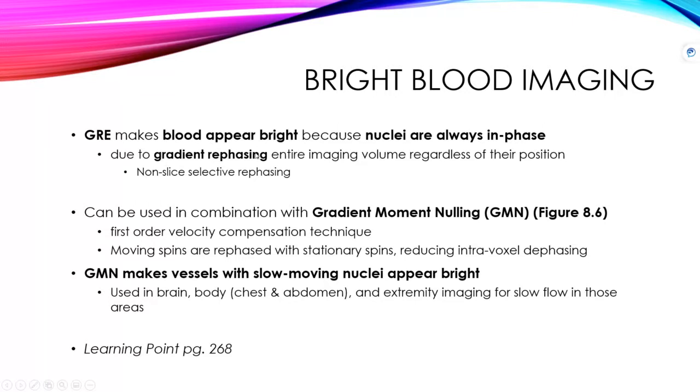Now, when we use gradient echo for bright blood imaging, we can also use a technique called gradient moment nulling, which if you turn to page 268, this is an image, an axial gradient echo image of the chest acquired with gradient moment nulling.